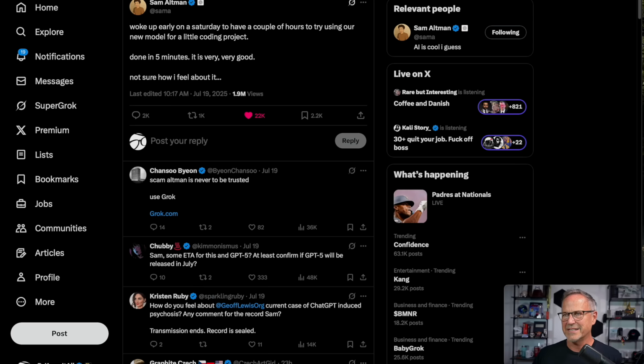And speaking of that, Sam also posted yesterday, woke up early on a Saturday to have a couple of hours to try using our new model for a little coding project. I'm assuming this is the experimental model. Done in 5 minutes. It is very, very good. Not sure how I feel about it. So yeah, it's a little bit scary to realize that basically these things are outstripping the smartest human beings on the planet. And Grok is doing the same thing.